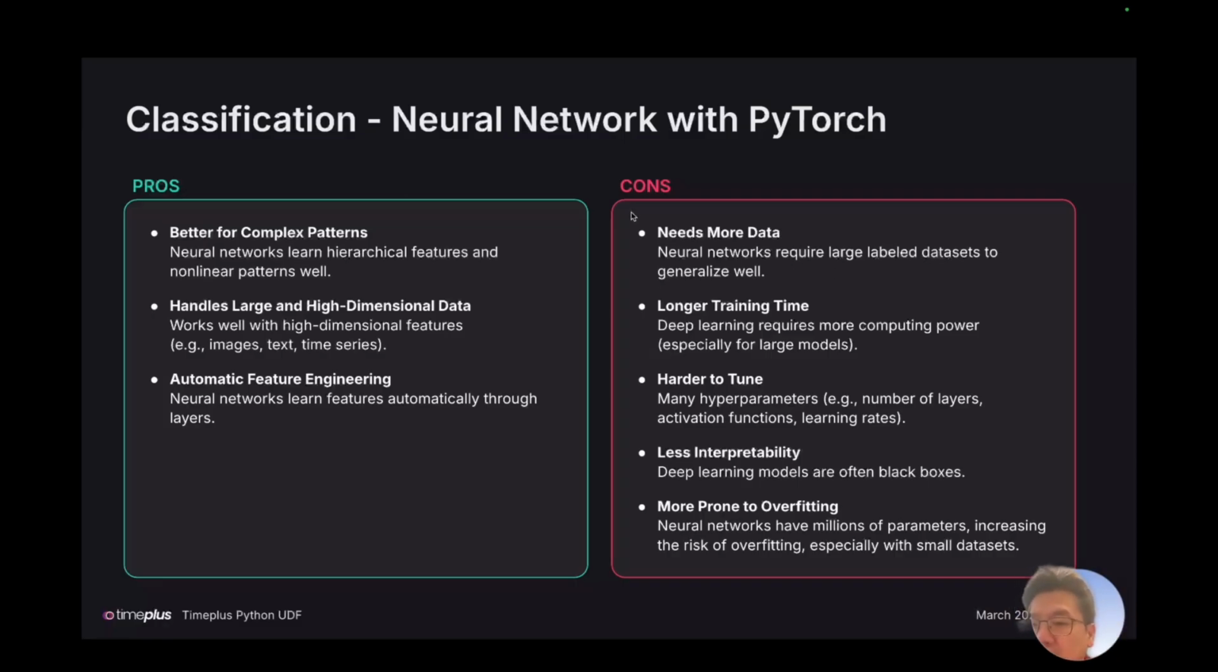Which to use? For the neural network, there are some pros. It's better for complex patterns. If your data is complex and you want to learn hierarchical features or non-linear patterns, neural networks are great in that case. It can also handle large, high-dimensional data. If your data has a lot of dimensions, a neural network handles it well, for example images, text, and time series data. Usually these are high-dimensional data.